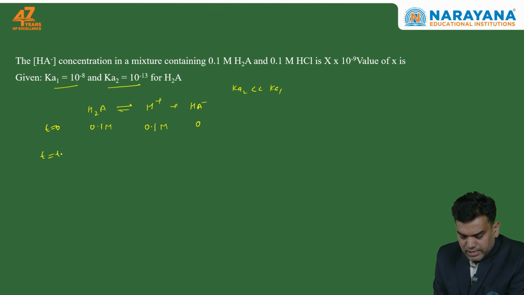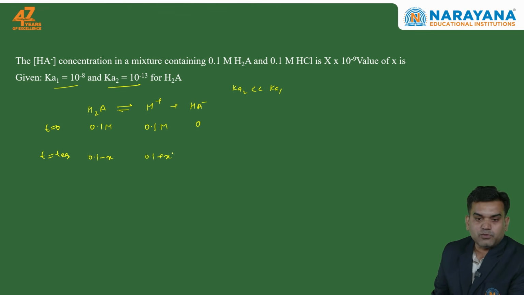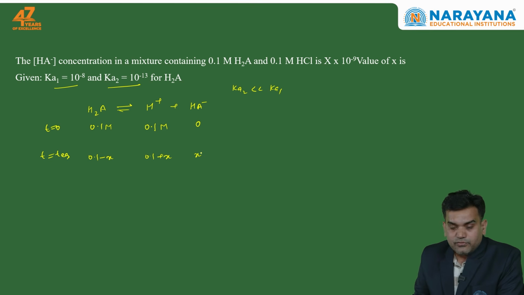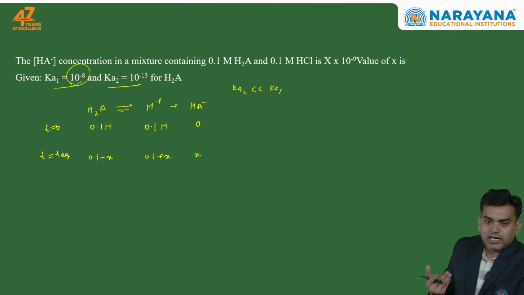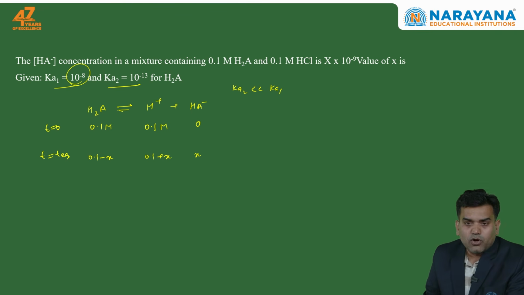So at time t equilibrium, I can assume that 0.1 minus X amount is dissociated. This has given X amount of H positive and X amount of HA negative formed. Since the value of Ka1 is very small, the amount of dissociation will be very small, and we are working under strong acidic conditions. So we can say that this should be equal to 0.1 and this also to 0.1.